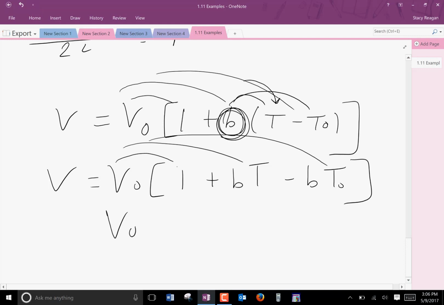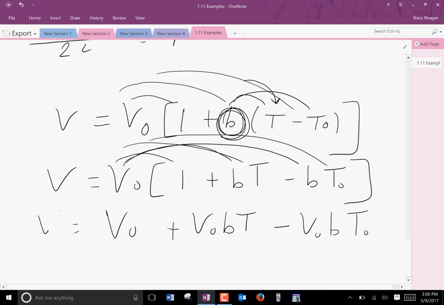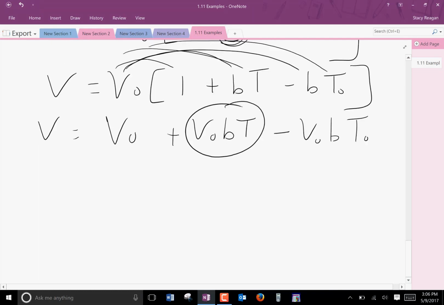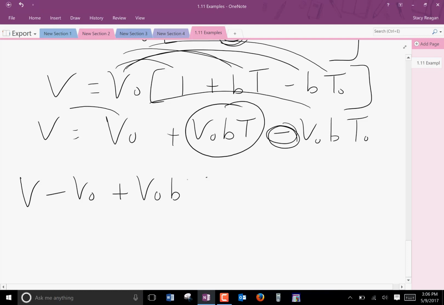So V sub O times 1 is V sub O. V sub O times BT is V sub O BT. And then V sub O BT sub O. And we're still trying to isolate this one, trying to get that t by itself. So they move this one over and this one over. So we'll have V minus V sub O because it was a plus. We're going to bring this one over, and it was a minus, so when I bring it over, it will be a plus.